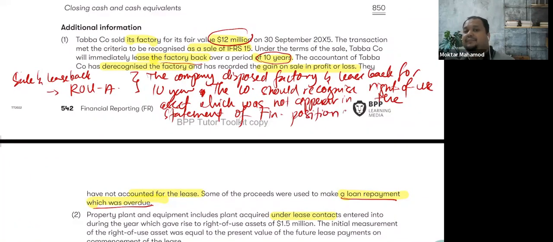So you question the company. This one is simple, right? And then your typing really must be fast, that is normal. The company disposed factory. Remember, only your planning. You write it in your word processor: sale and lease back, ROU asset. But when it comes to your writing, you write it in full. That's why you need to come up with your planning first.